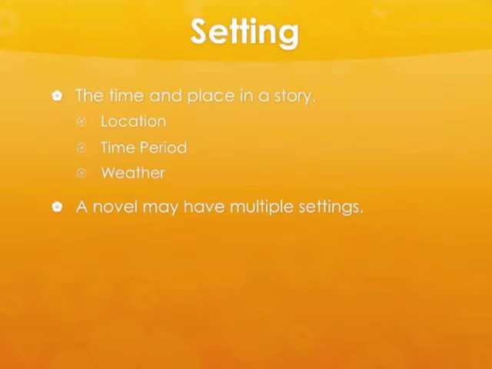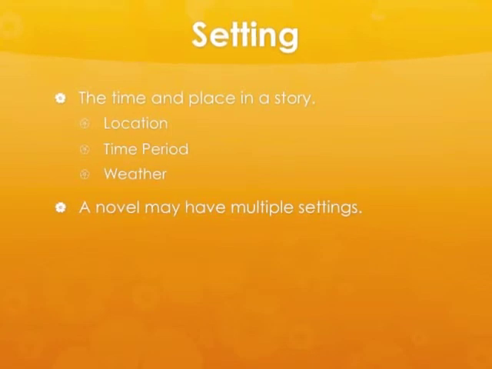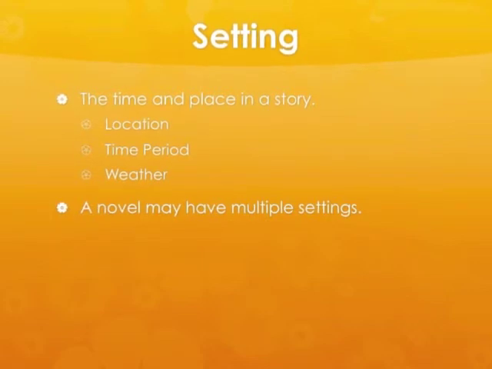Most novels have a lot of different settings. And so when you're talking about the setting of a novel, it's usually not just one thing. It's usually multiple places. The setting is probably one of the easier parts of a story to be able to describe, but it's very important to making sure you understand what's happening in the story.